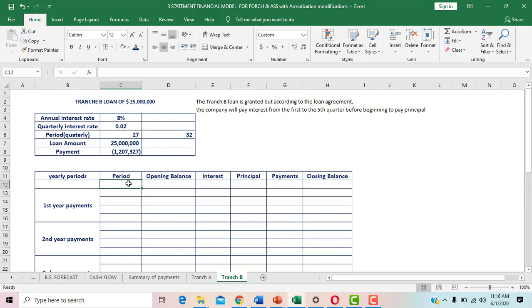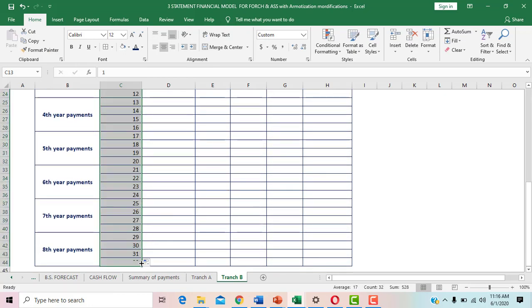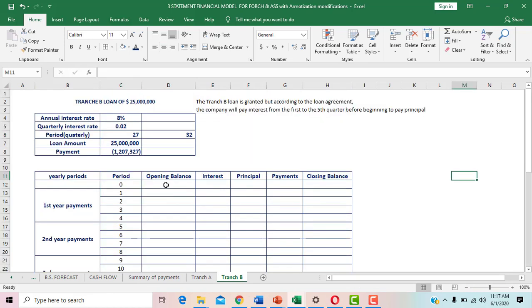Now that we have our payment calculated, let us develop our amortization table. We are supposed to develop an amortization table for 32 periods: 0, 1, 2, 3. We just pull that down right up to the 32nd period. Remember that from the first right up to the fifth period, the company is going to make just interest payments. So for the first period, it's going to be the loan amount of $25 million.